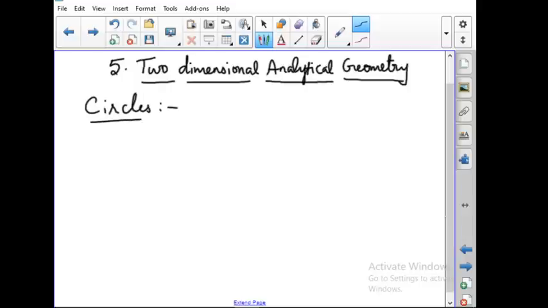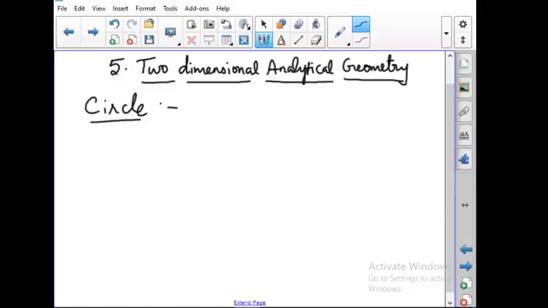So already we know about a circle. A circle is a locus of a point in a plane which moves such that its distance from a fixed point in the plane is always a constant. So circle is nothing but a locus of a point in a plane which moves such that its distance from a fixed point in the plane is always a constant, and the fixed point is called the center and the constant distance is called the radius of the circle.